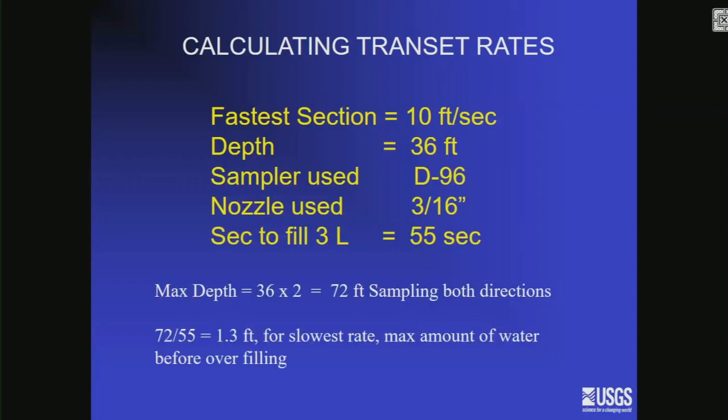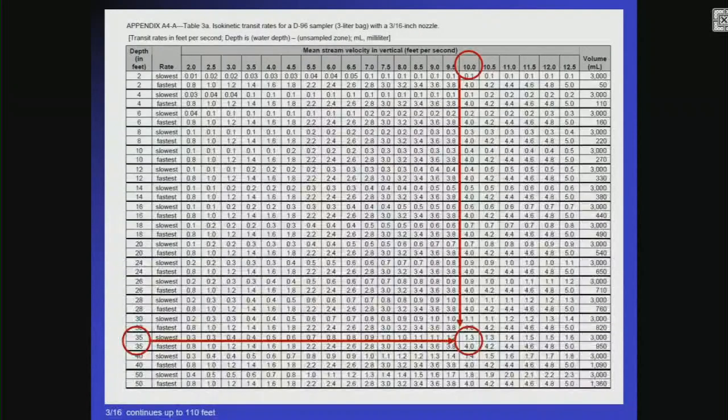Now I am going to look up my transit rates. Based on the table, this is the transit rate table that I showed you before. This is a table specifically for the combination of a D96 sampler and a 3/16 inch nozzle. So my depth at that section was 36 feet. I'm between these two entries, between 35 and 40. But since I'm pretty close to 35, for illustration, let's just pick that row.